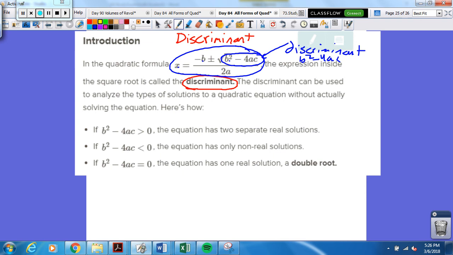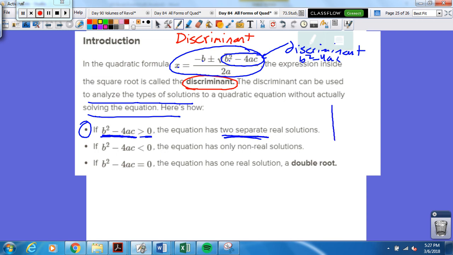Okay. Discriminant can be used to analyze the types of solutions to a quadratic equation without actually solving. So the types of solutions, what are we talking about? So here, first bullet point, write this in your notes. Pause the video if you have to. So if the discriminant b squared minus 4ac is greater than 0, which means it's positive, the equation has two separate real solutions. Well, what does that mean?